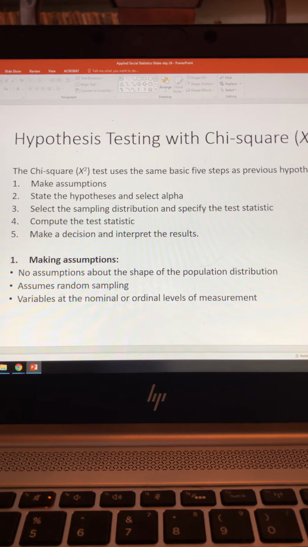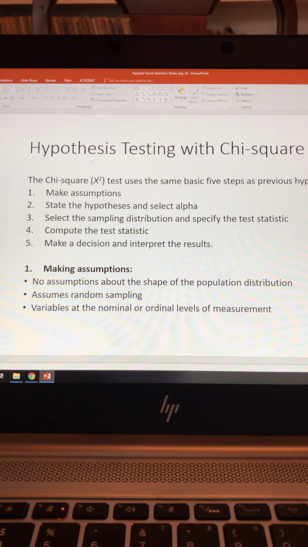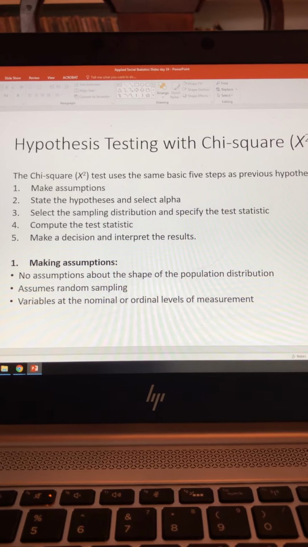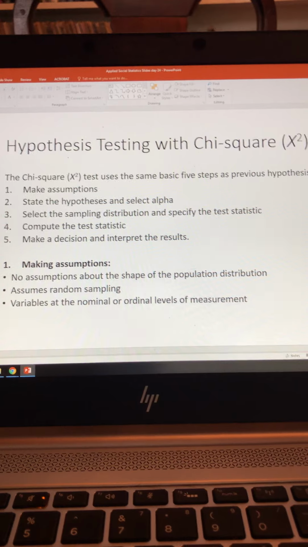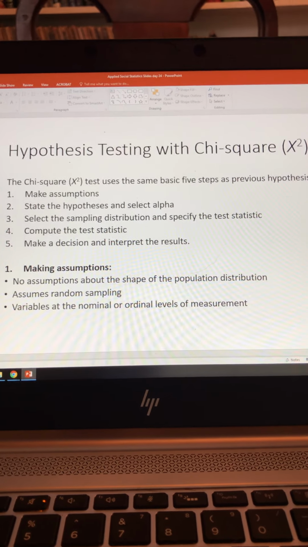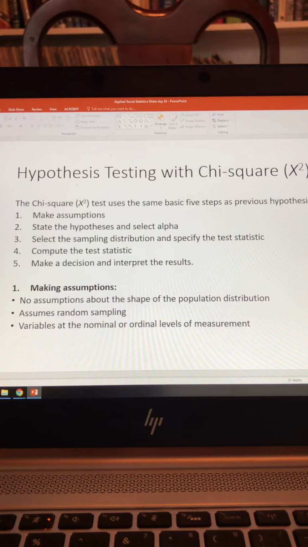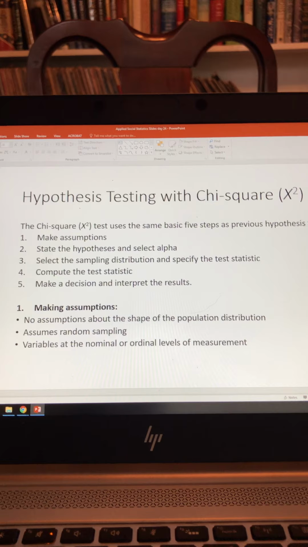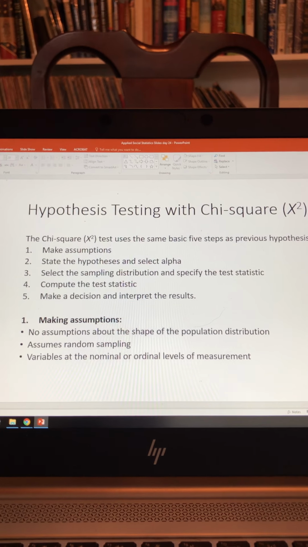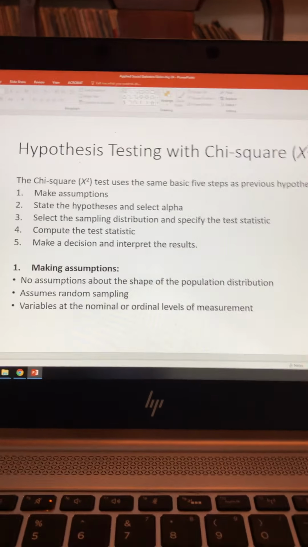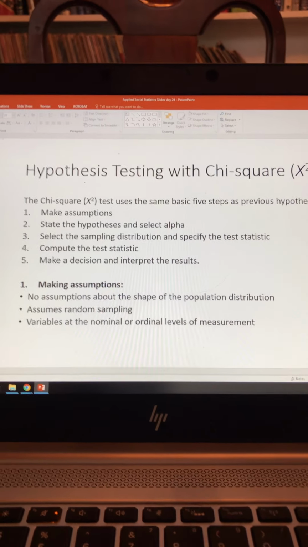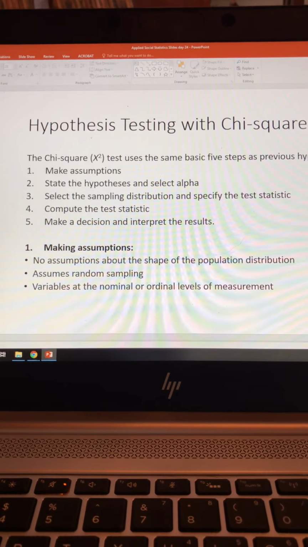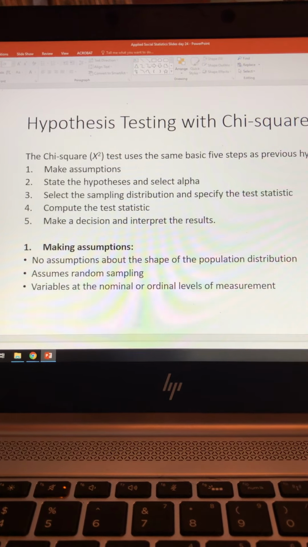You don't have to make any assumptions about the shape of the population distribution. Unlike the hypothesis testing where we used either a Z distribution or a T distribution, I'm going to show you today that we're going to use a different distribution. It's the chi-square distribution. It doesn't rely on a normal distribution or any kind of spread, so it's a lot more flexible. It could be very skewed, it could be normal, it could be bimodal. The point is that we don't make any assumptions about the shape of the population distribution.